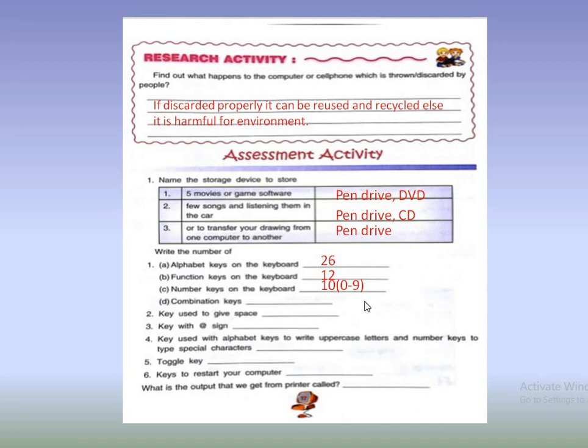Which combination key is used? Shift key. Second, which key is used to give space between words? Yes, the space bar key is used to give space. Next, key with the @ sign. Which key has the @ sign? Number 2. Fourth, which key is used with alphabet keys to write uppercase letters and with number keys to type special characters? Shift key.